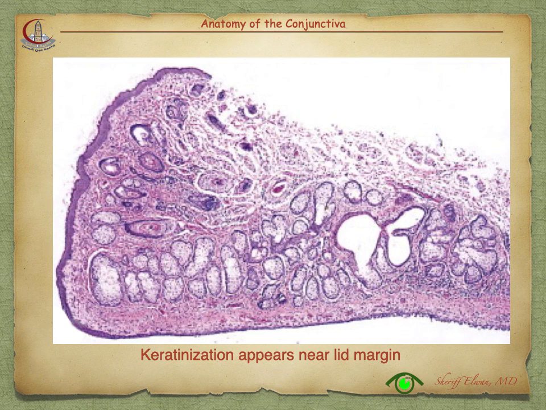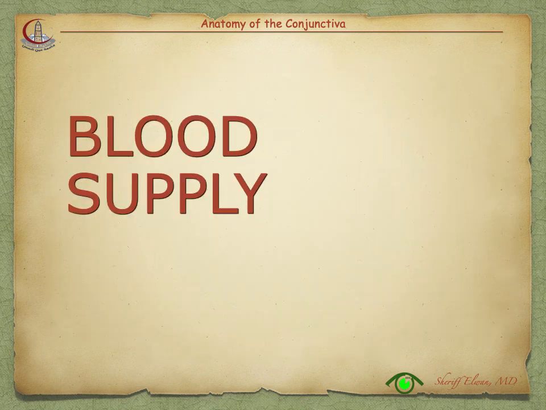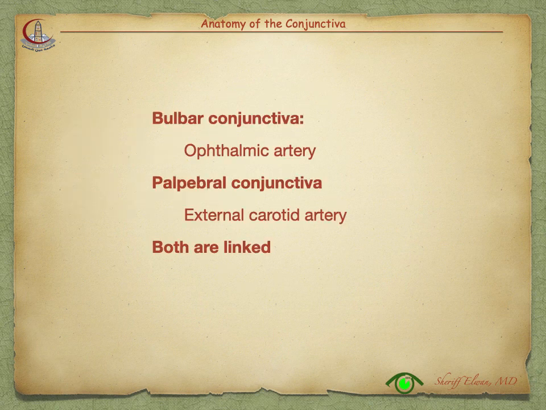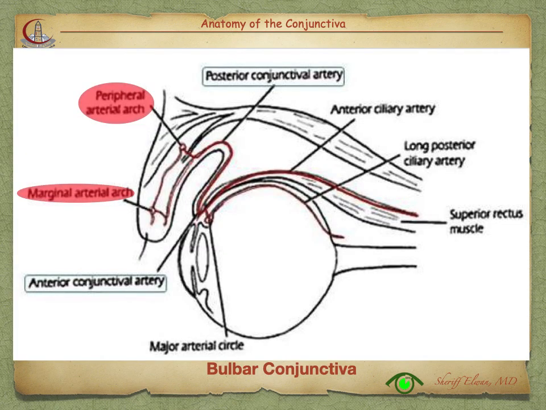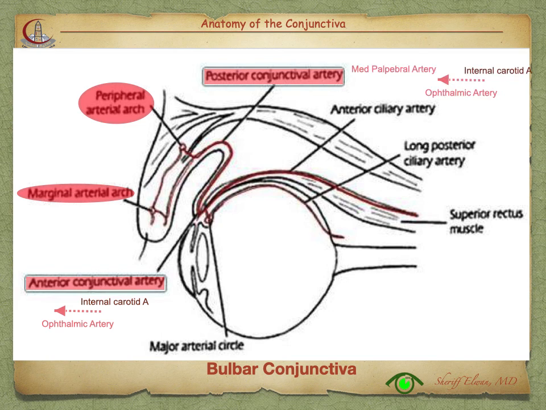After finishing a description of the macroscopic and the microscopic structure of the conjunctiva, we now shift to the blood supply of the conjunctiva. The bulbar conjunctiva is supplied by blood from the ophthalmic artery, while the palpebral conjunctiva takes blood supply from the external carotid. Actually, both are linked together. We can see here that the anterior conjunctival artery and the posterior conjunctival artery both come from the ophthalmic, which comes from the internal carotid, while the palpebral conjunctiva takes blood from branches of the external carotid artery.